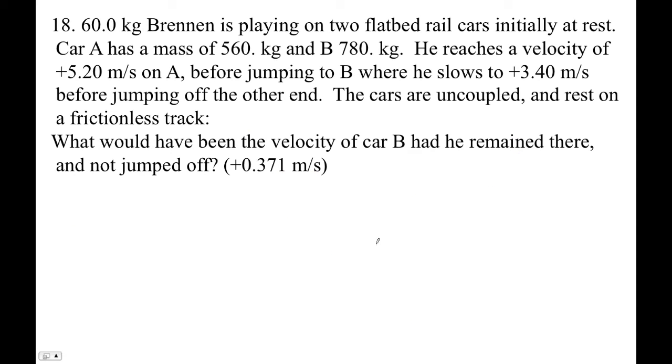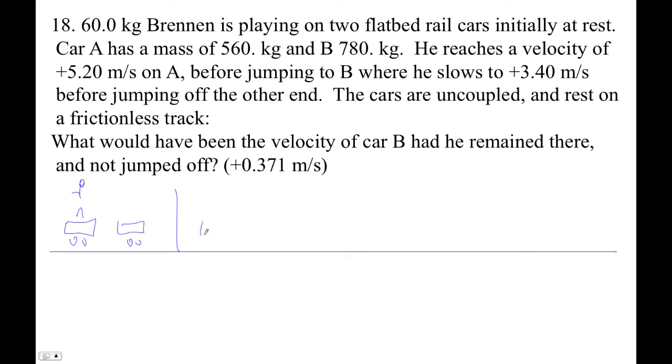Okay, let's answer the last question. What would have been the velocity of car B had he remained there and not jumped off? Okay, so let's draw our picture. Here he is to begin with. He's on the carts and they're not moving. And then we've got him in midair, and we figured out how fast this cart's going to the side. But we know he's going 5.2 here. He's 60 kilograms. And this cart he hasn't landed on yet is 780.